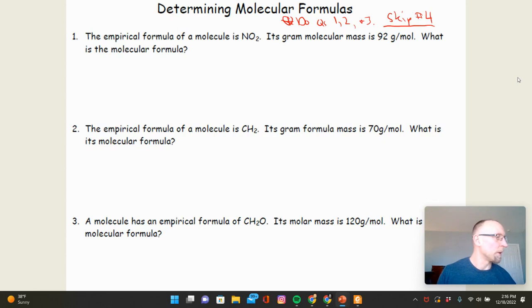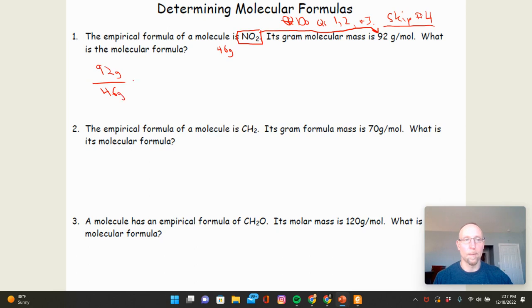Look at my answers here. Hold on. So number 1. So again, here's our building block. And we want to see how many of these it takes to make a structure that weighs 92 grams, right? So how much does your building block weigh? So NO2, nitrogen is 14, oxygen is 16. So this has a mass of 46 grams. So our building block weighs 46 grams. So then we want to see, okay, how many times does that go into 92? And it's twice, right? So then we multiply NO2 times 2, and we get N2O4, all right?